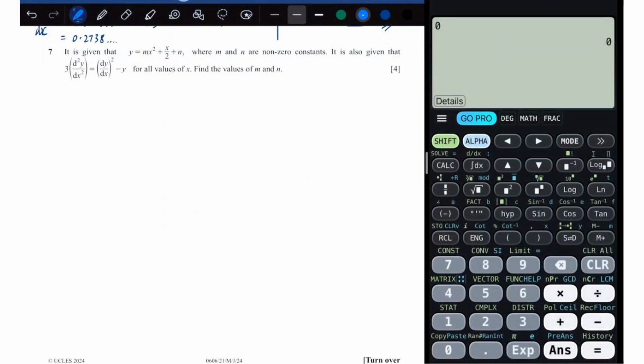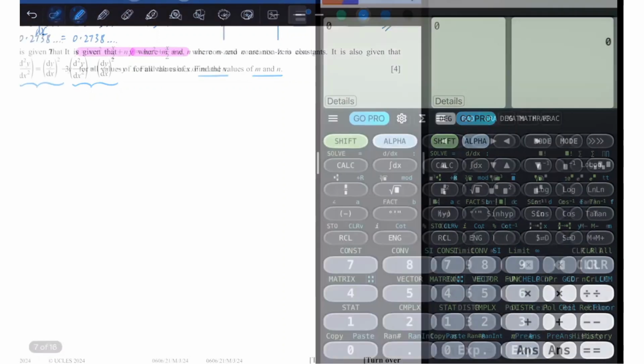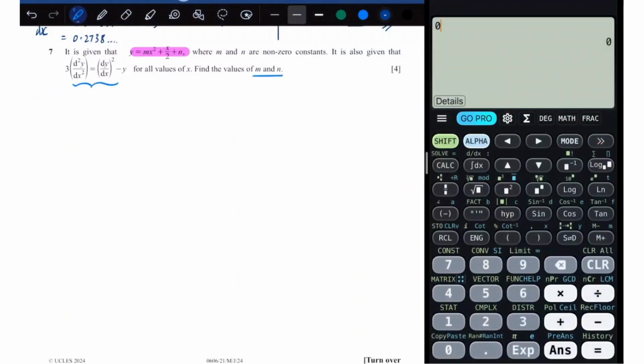Okay, for question number 7, it is given that y is equal to mx squared plus x over 2 plus n. So this is the equation given to you, where m and n are non-zero constants. It is also given that this whole thing holds for all values of x, find the value of m and n. So they already give you guys the greatest hint, which is to find the derivative. So dy over dx, we can find the first derivative by doing this. So that will be 2mx plus 1 over 2, right? And use the same thing to find the second derivative, which is d squared y over dx squared.